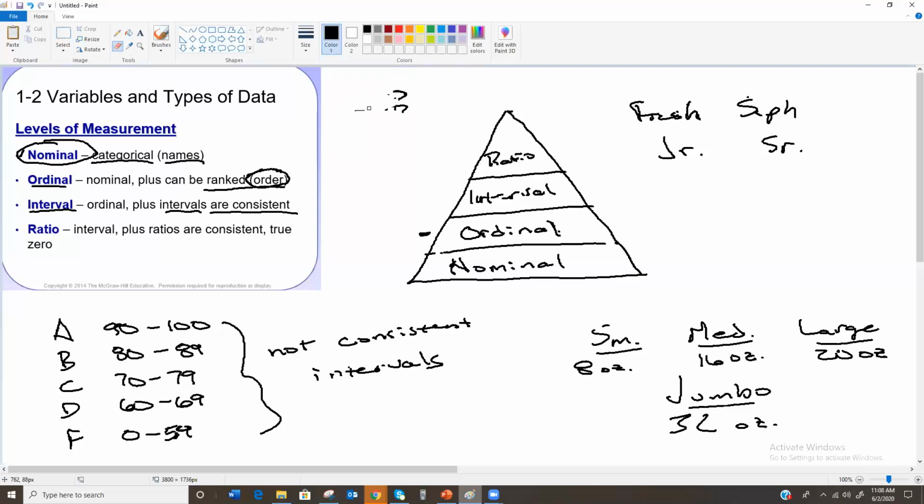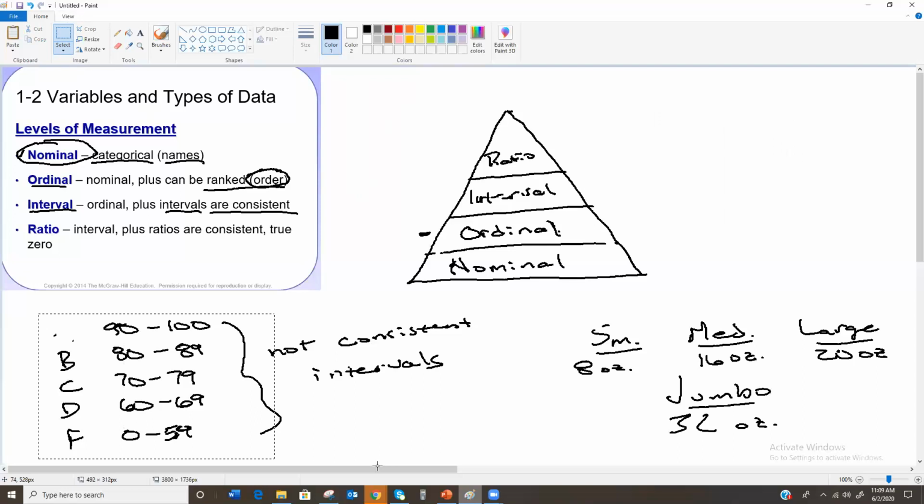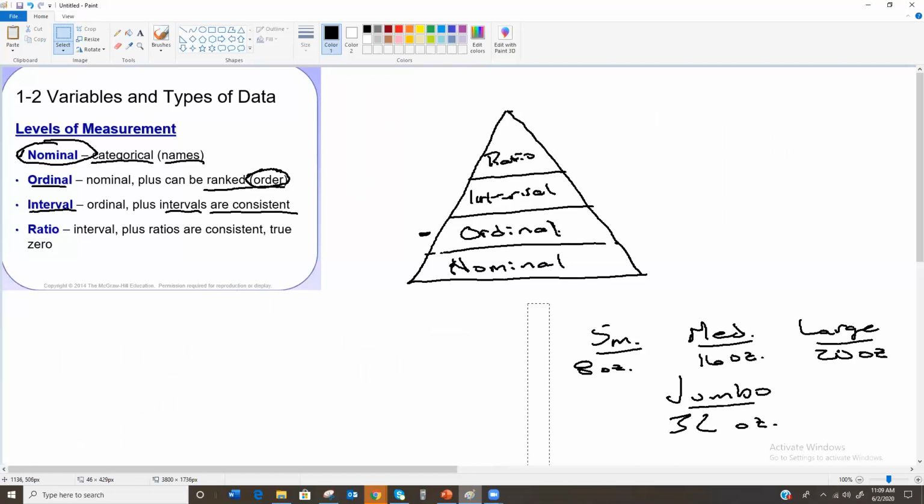What would be something that is consistent for the intervals? Hold on just a second. Let me get rid of some of this junk on here. Whoops, I don't want to get rid of that. So something that is consistent, throw some things out there. What do you guys think? What would be something that might be consistent intervals?